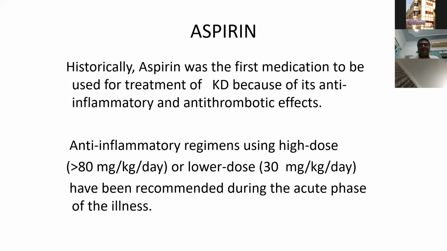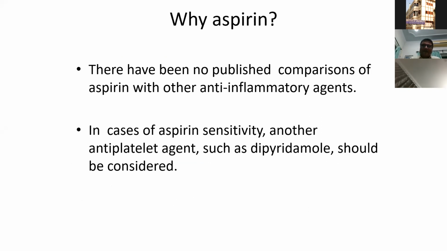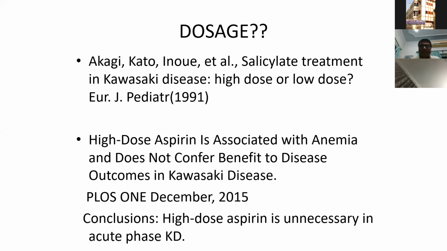Aspirin is a controversial drug, again, in Kawasaki. So the high dose aspirin was initially used. Then it was 30 to 50 mg per kg. And there are some papers that say now that you don't need to give the 30 to 50, you can just give the 3 to 5, that is the antiplatelet dose of aspirin.